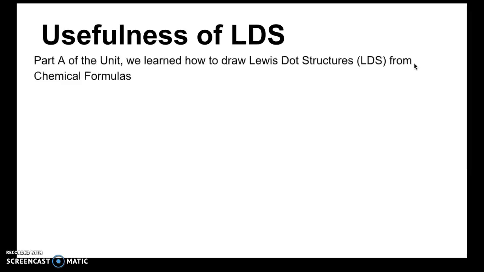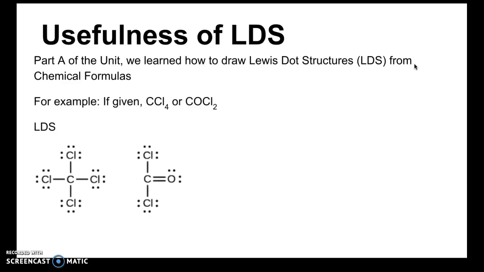So in Part A of this unit, we learned how to draw Lewis dot structures from the chemical formulas. For example, if you're given something like CCl4 or COCl2, you'll be able to determine its Lewis dot structure. And so at this point, you've seen and practiced quite a bit of drawing Lewis dot structures from the chemical formulas.